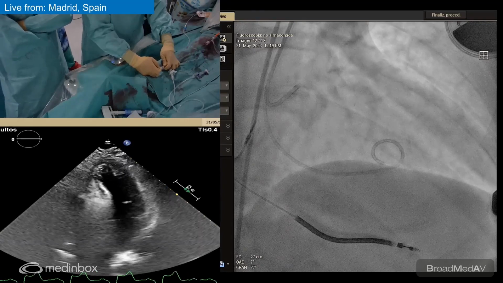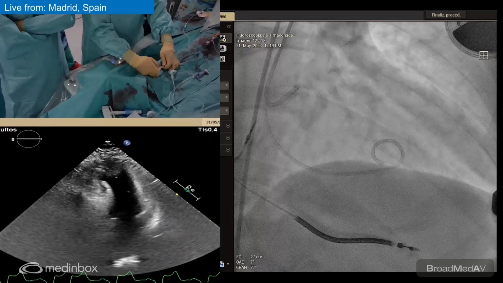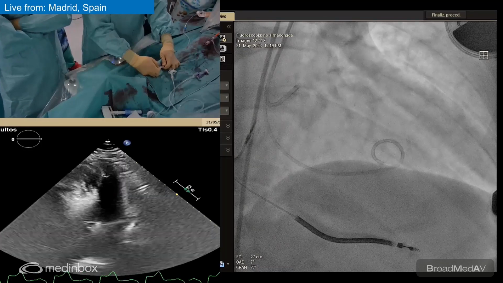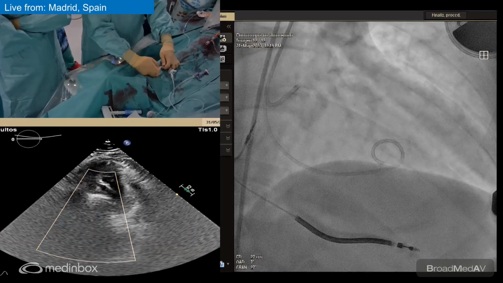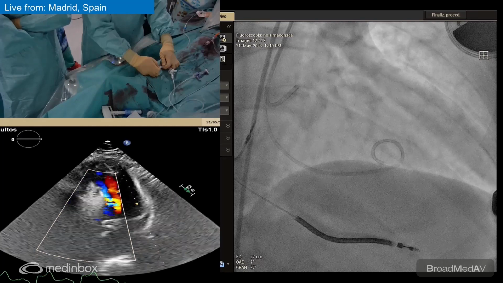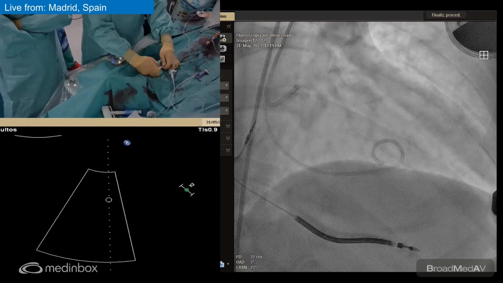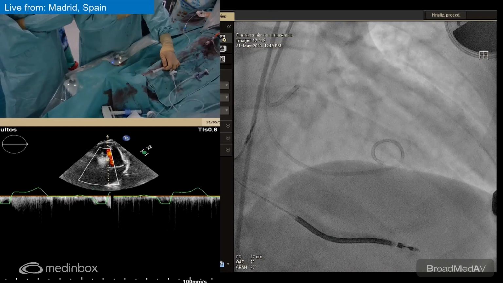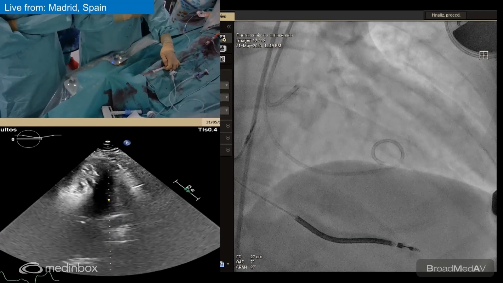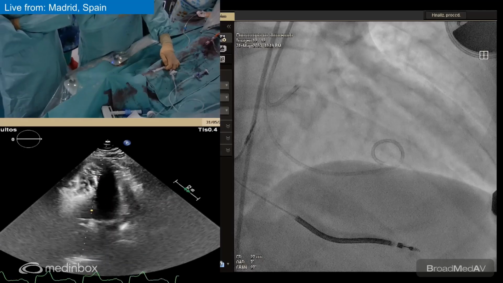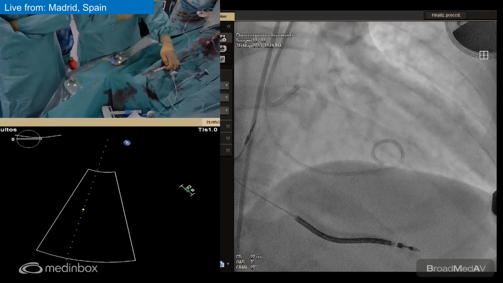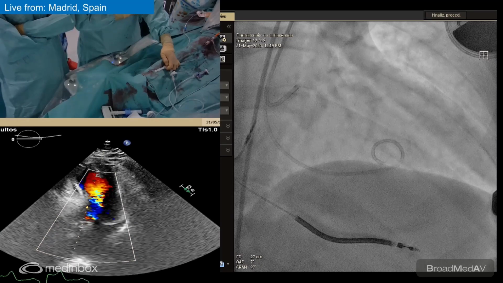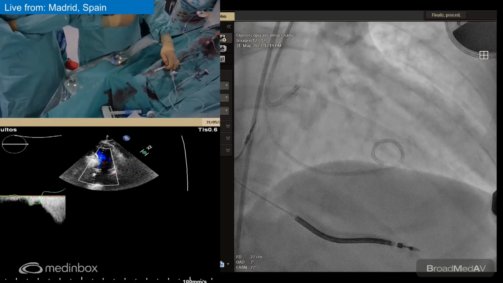The gradient is going a little bit down. Now it's probably 20, more or less, and we started at 50. You can see the numbers. And now the pacemaker is working all the time. Probably it's an effect of the alcohol. You can see there are no proper beats.